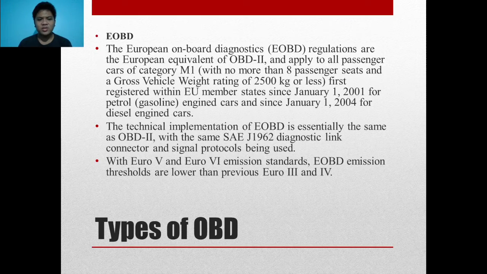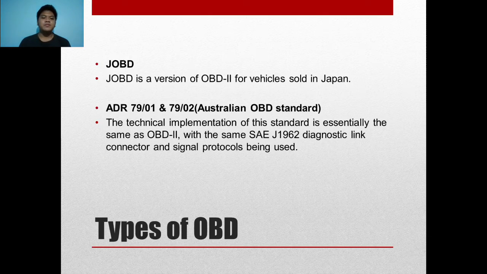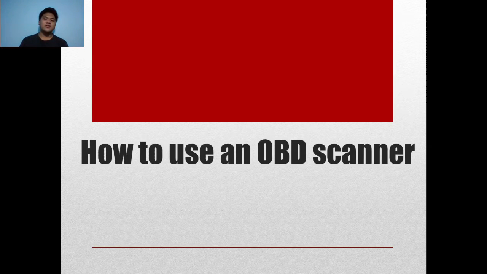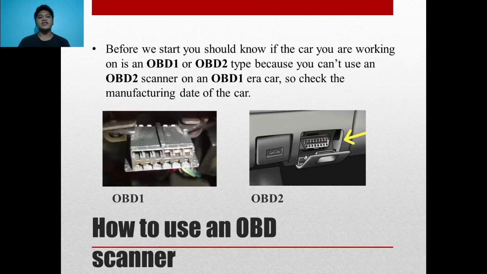With Euro 5 and Euro 4 emission standards, EOBD emission thresholds are lower than the previous Euro 3 and Euro 4. JOBD is a version of OBD2 for vehicles sold in Japan, and ADR 79/01 and 79/02 is an Australian OBD standard with the same SAE J1962 diagnostic link connector and signal protocols being used. But this is an Australian version, so that's the only difference. It's from Australia.